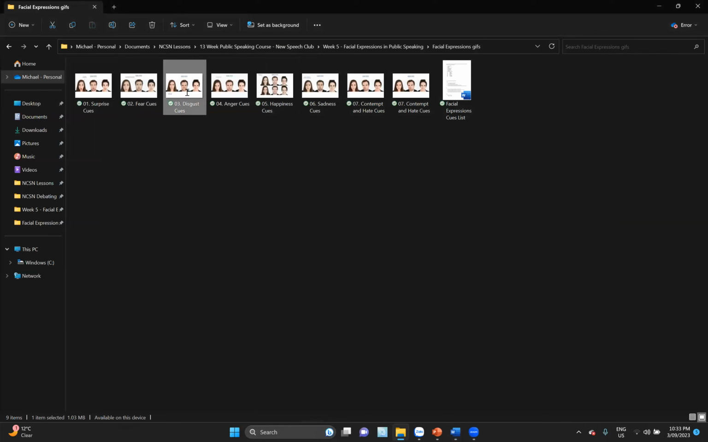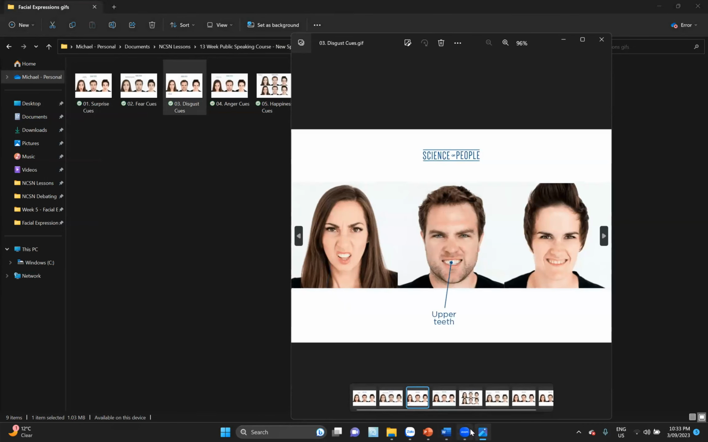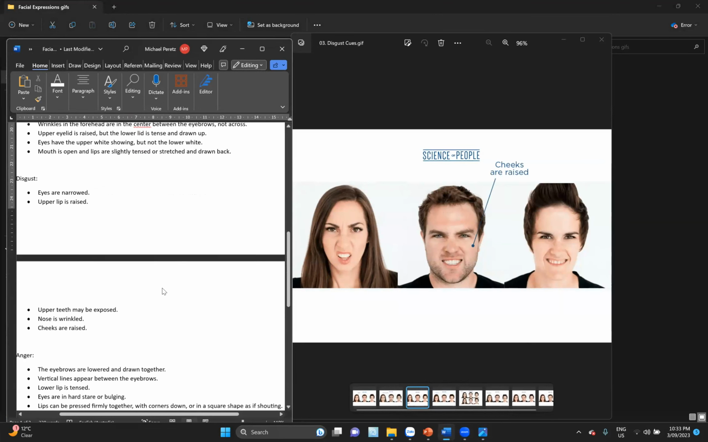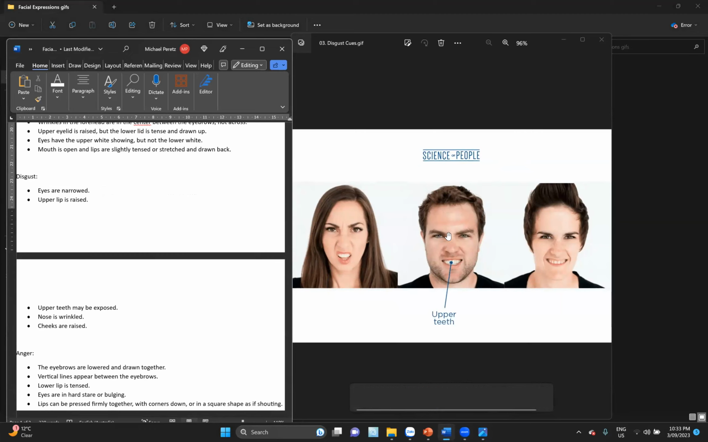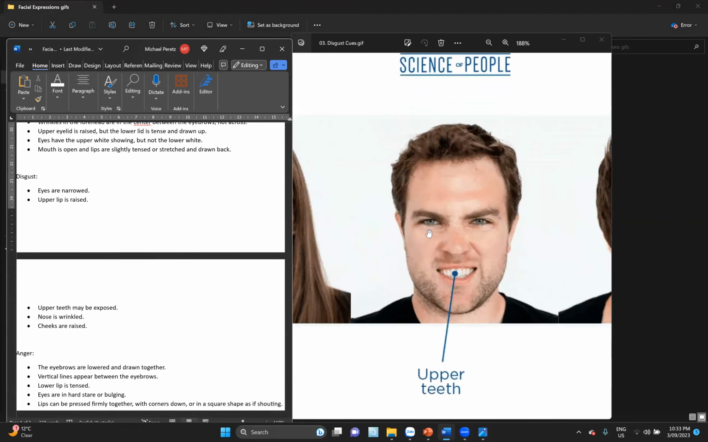Number three, we move into Disgust. The first thing we'll notice is that the eyes are more narrowed, so you can't really see the whites of the eyes above or below the pupil. They're more closed off than normal. The upper lip is raised so the upper teeth may be exposed. The nose is pursed and wrinkled up. It's not just sitting normal. And the cheeks are raised. Our cheeks don't just sit naturally on our face, they're raised up a little bit. And that is the face of Disgust.